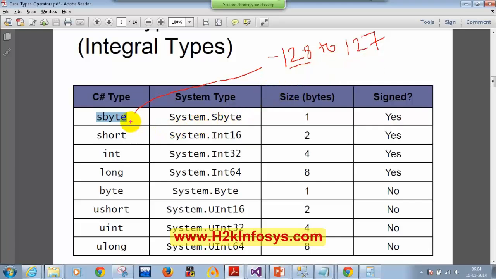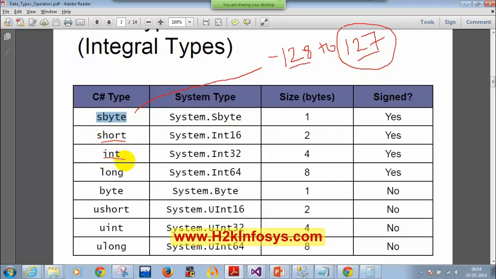So if someone asks you what is the range for SByte, how did you get this 127? If someone asks why it is 127, you have to tell them that for SByte, signed byte, the first bit is used for the sign and the remaining 7 bits are used for storing the number. And the 7 bits, when you convert to decimal, give 127. Okay, so that is how we got signed byte.